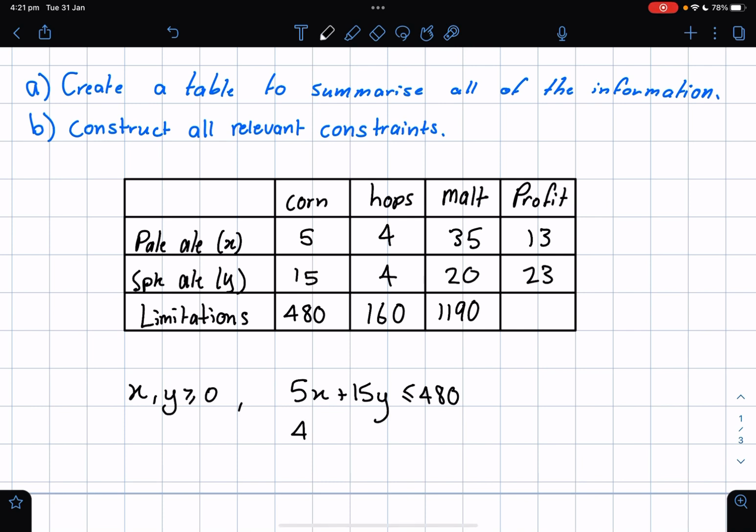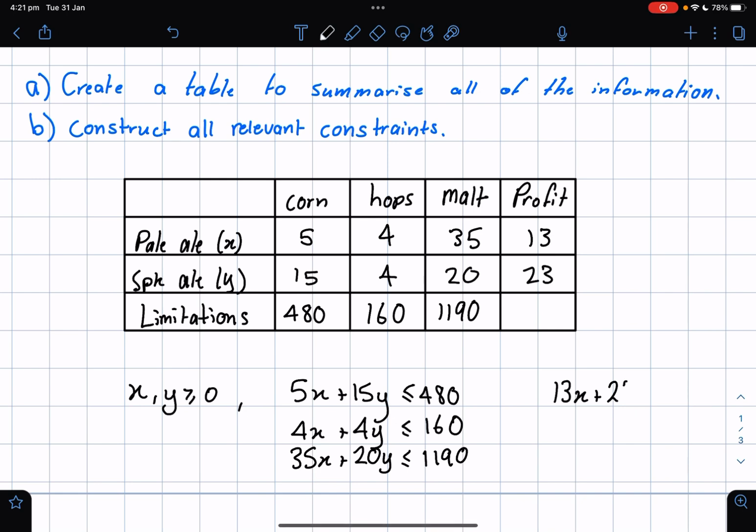Let's have a look at hops. So 4X plus 4Y has to be less than or equal to 160. And then malt, 35X plus 20Y has to be less than or equal to 1,190. And then the profit equation is 13X plus 23Y. Okay, so if we're wanting to find a maximum profit we would use that as our objective function.